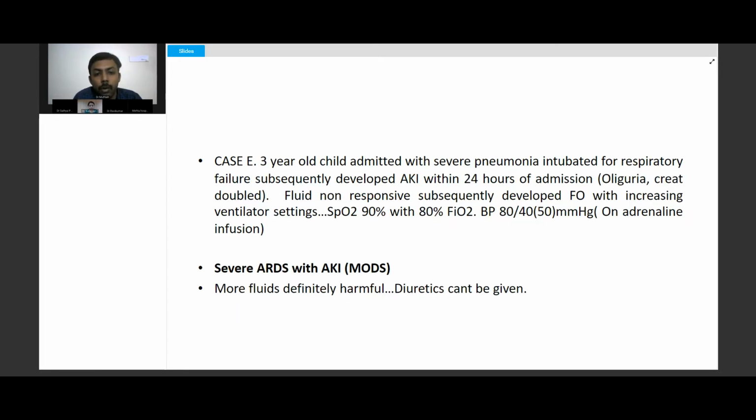Next scenario is a 3-year-old child admitted with severe pneumonia, intubated for respiratory failure, who subsequently developed AKI within 24 hours of admission.